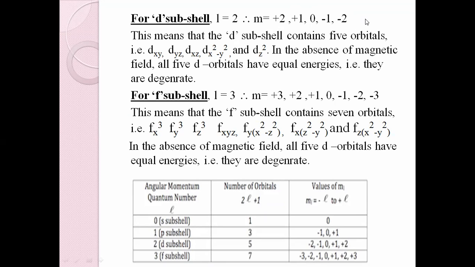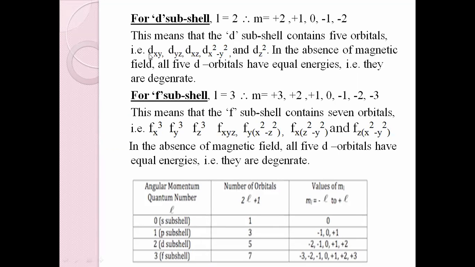That means when m is equal to 5, it has 5 integral values ranging from positive integer to negative integer. These 5 different integral values are actually the 5 d orbitals present in the d subshell. D subshell contains 5 d orbitals. These 5 d orbitals are all different from each other in the presence of a magnetic field. But in the absence of a magnetic field, all these 5 d orbitals have equal energies.